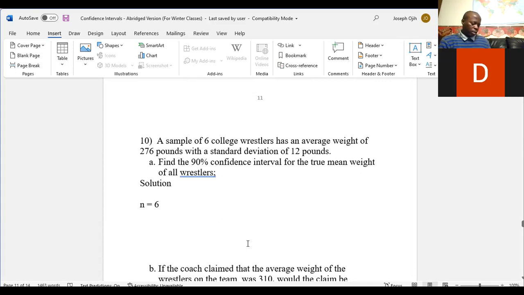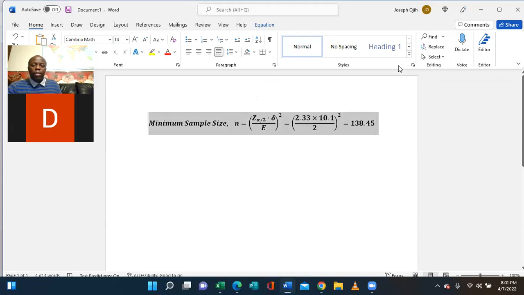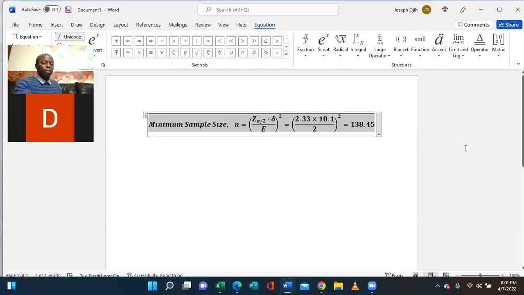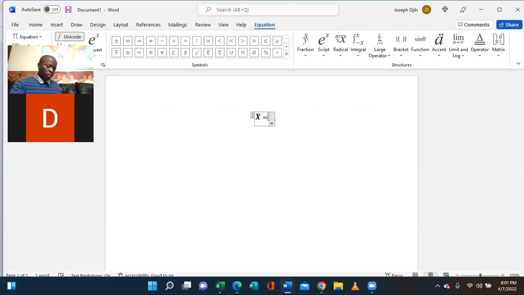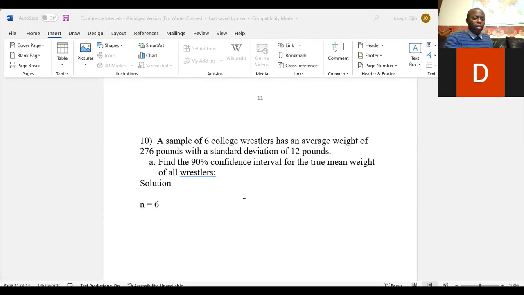But because this workbook will not allow us to get the character X bar, let's go to the other workbook and get it. X bar equals 276 pounds. So I'm going to copy this and paste it on our main workbook, right here.